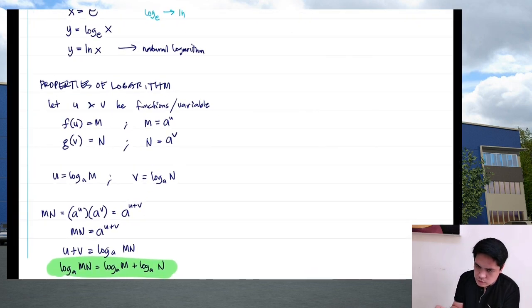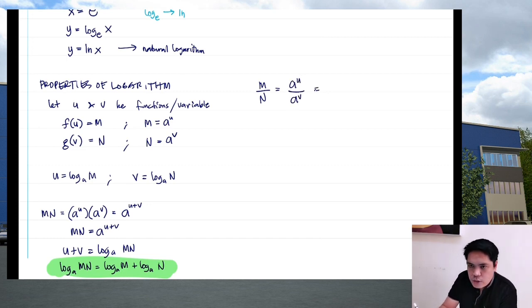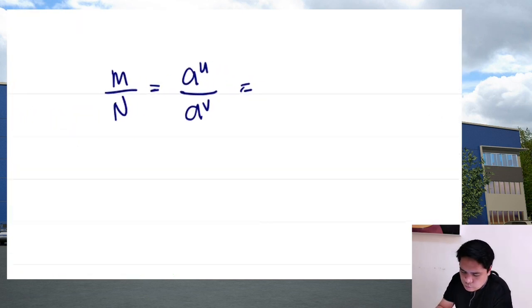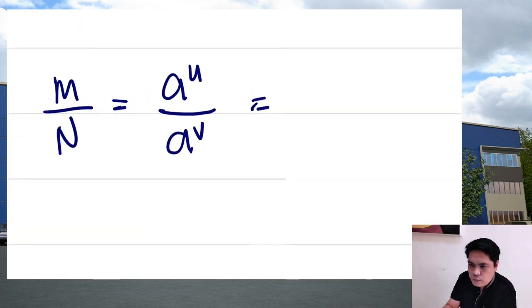Now, how about if we have m over n? So, if m over n, that means a raised to u over a raised to v. So, if we have two exponential functions na dinivide, we need to subtract the exponents. So, a raised to u minus v.